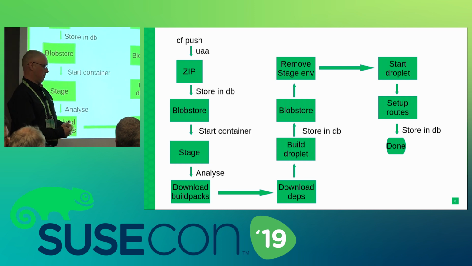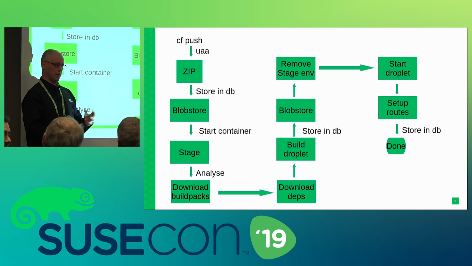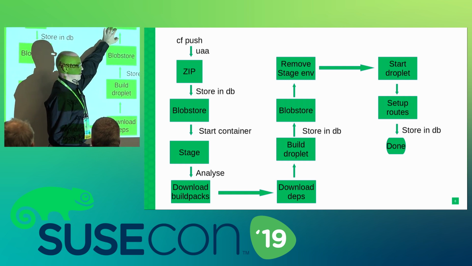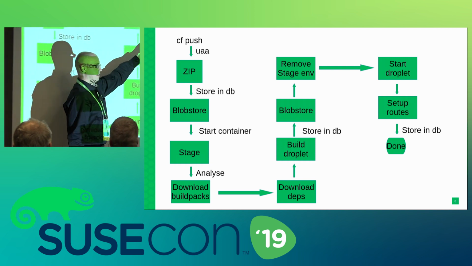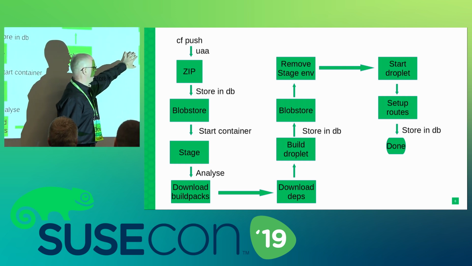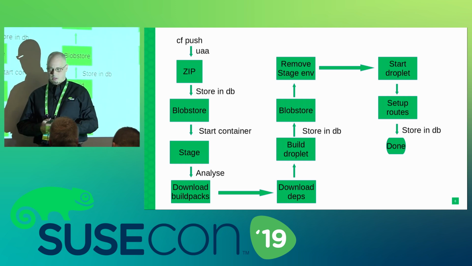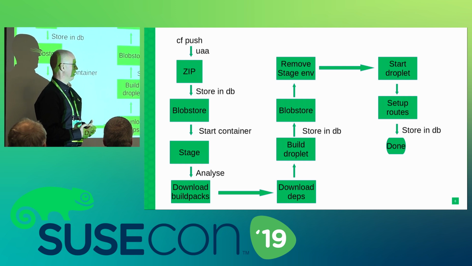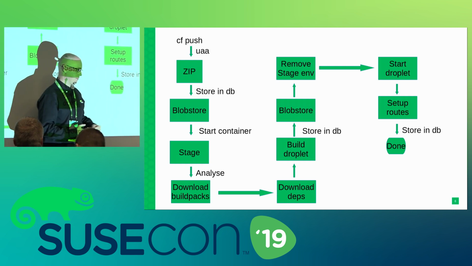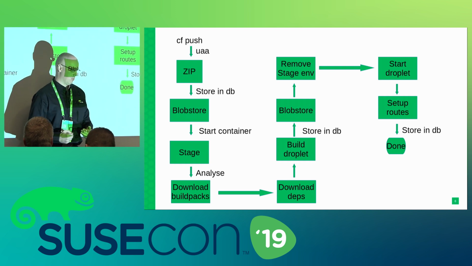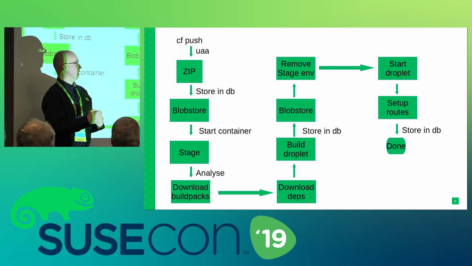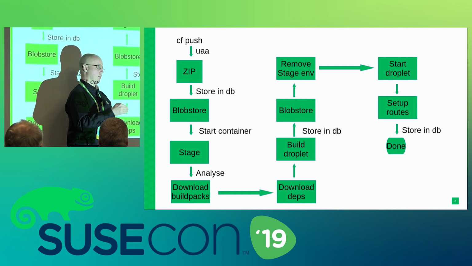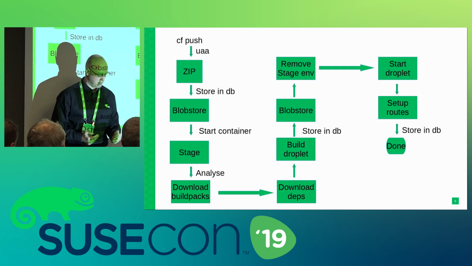A droplet is a container in the Cloud Foundry world. It stores that in the DB, removes the staging environment, and then starts the droplet. It also creates routes to it. In this case, I'm going to connect to my app that I created and store that in a database, so this stores the routing as well. When I connect to my Cloud Foundry environment, it understands where I'm supposed to go, to which droplet I'm going to connect. So it does that.